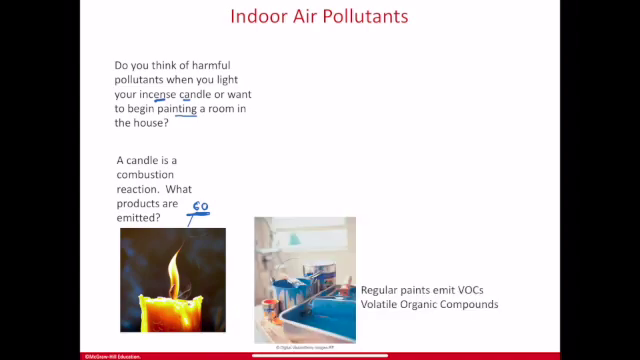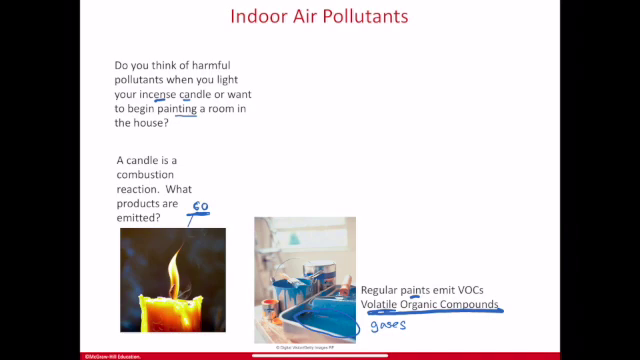This is an example of what are called volatile organic compounds coming from paints. So this is painting a wall, or even a small amount of paint in an art project. These are volatile organic compounds. Volatile means they're easily turned into gases. So this paint is a liquid in here, but these are gases that easily diffuse and move into the air in an indoor space.